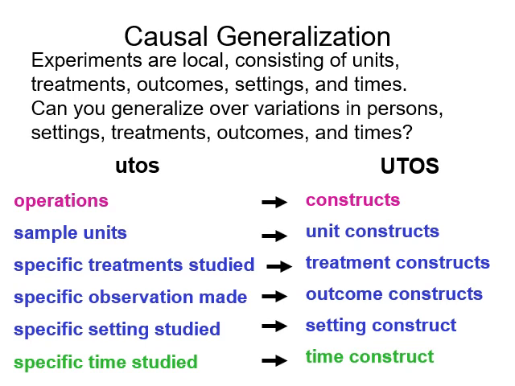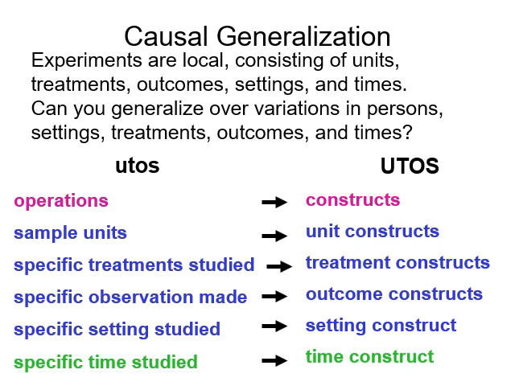So once we've actually completed our statistical analysis, we found out if our p-value is met, if we've met the requirements, we can claim statistical significance. We also then want to ask, can we actually infer it back to the population? And generally, this is a process of logic, not statistics. So experiments are local. They consist of units, treatments, outcomes, settings, and times of your study. The question is, can you infer or generalize those variations in people, settings, treatments, outcomes, and times? We often refer to this as UTOS, both small UTOS and large UTOS.